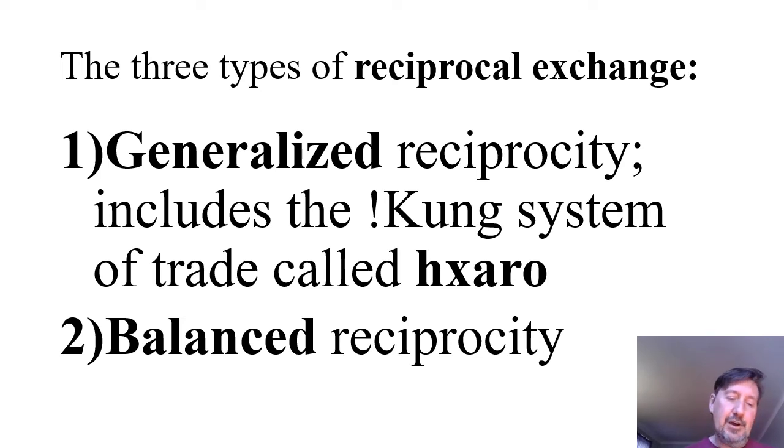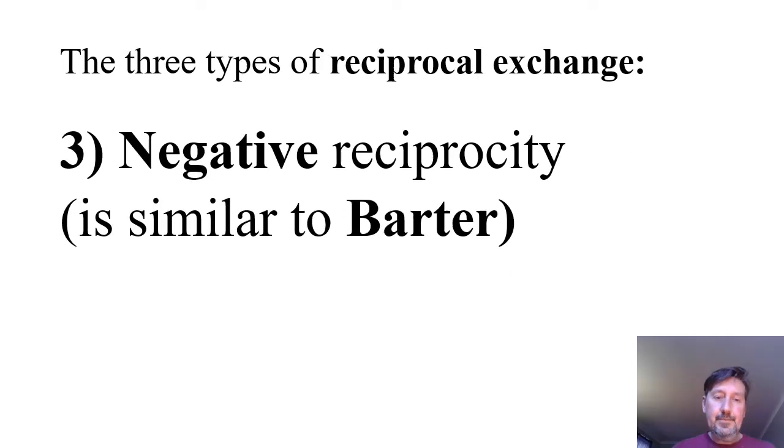In balanced reciprocity, the relationship between the people exchanging things is not as personal as we find in generalized reciprocity. It tends to be more institutionalized, and the sense of indebtedness, the sense that I have to give something back now that you've given me something, is more openly acknowledged than what we find in generalized reciprocity. Both balanced and generalized reciprocity function to create and maintain social relationships.